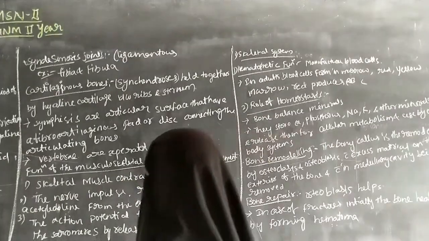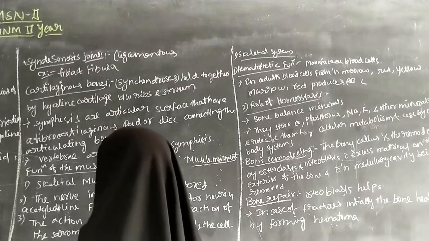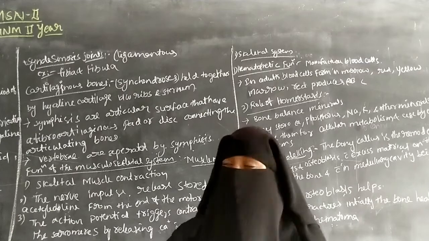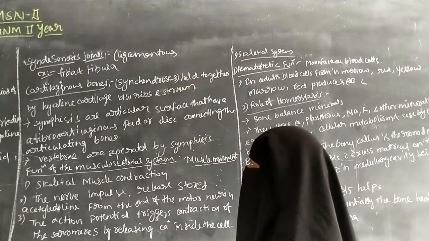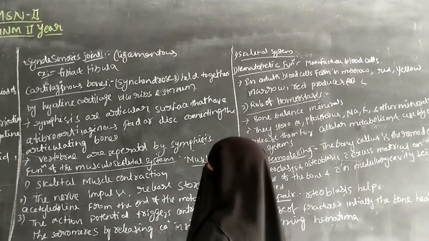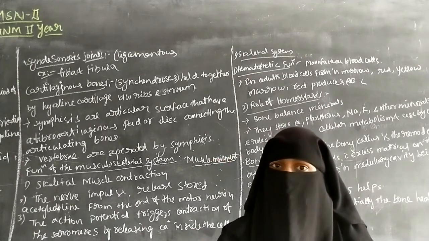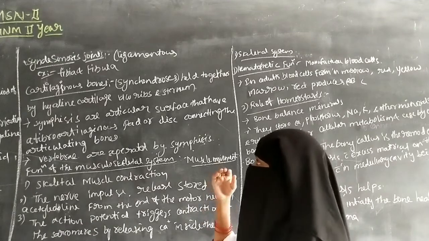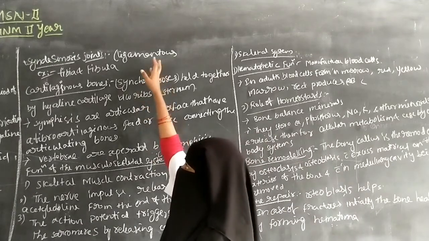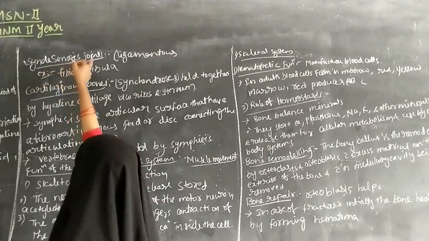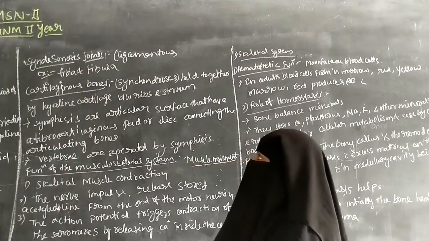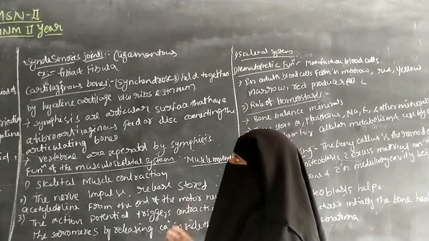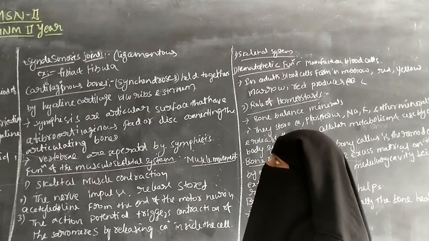So the next one is syndesmosis joints. Syndesmosis joints are also called ligamentous joints. In these joints, the bones are joined by ligaments, connected by the ligaments. Because of this, they are called ligamentous joints or syndesmosis joints.